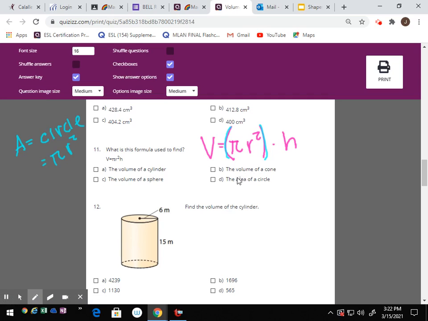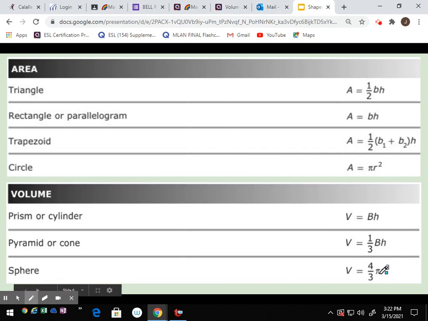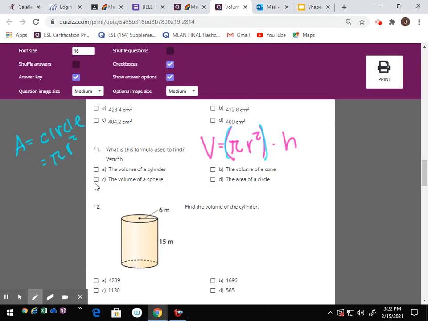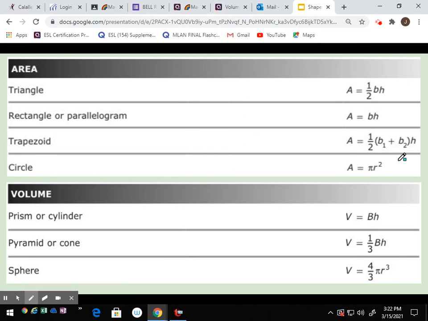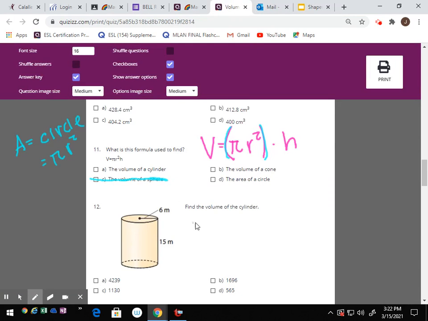So let's go ahead and look at all these answer choices. The volume of a sphere. If we see pi r squared and we go to our formula chart, nowhere in here do we see pi r, but it's cubed. So we know C is not the correct answer. Then we have an area of a circle. If we go to our formula chart, we see circle under area. We see it is pi r squared, but when we look at the whole entire thing, we're still multiplying by height. So we know D is not our correct answer. So all we're left with is A and B.